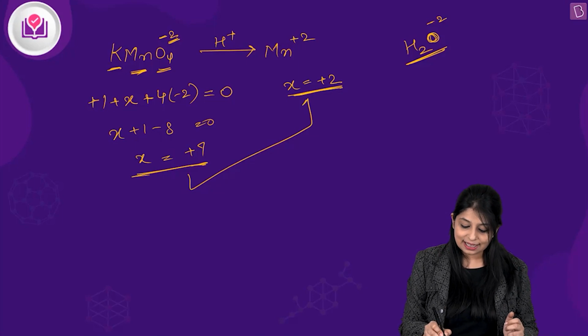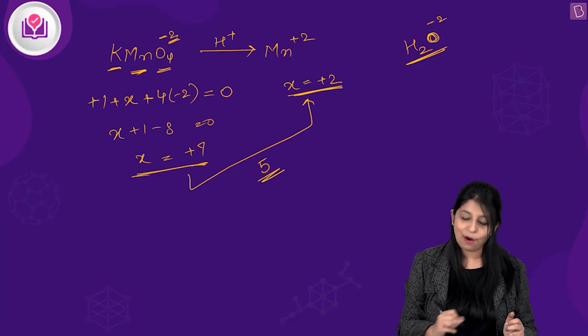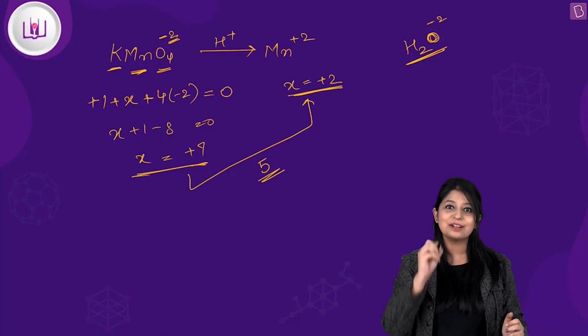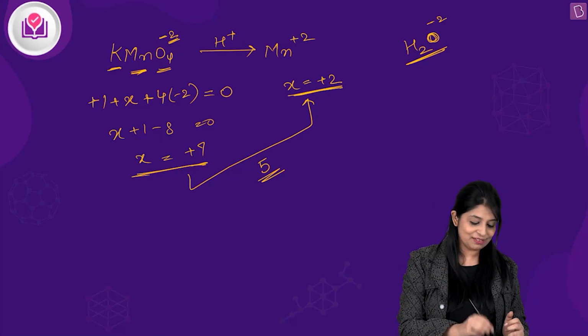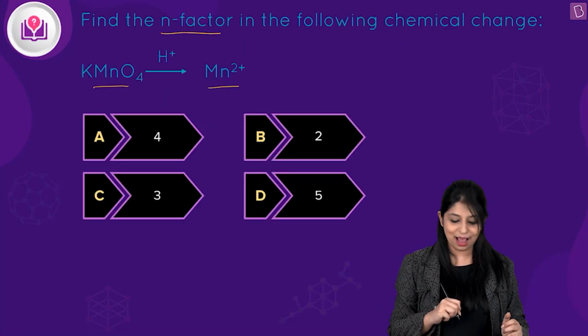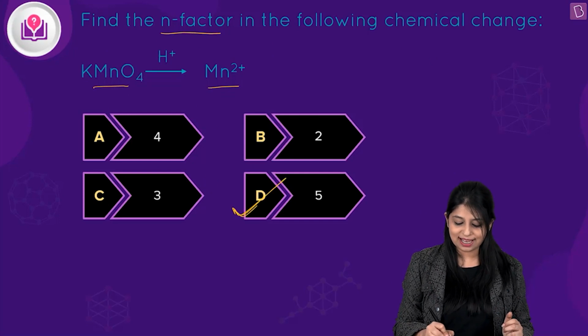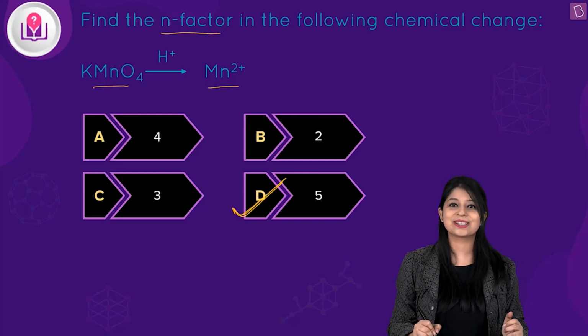So what is the net change? The net change is 5. So the N factor for KMnO4 is 5. And let's see which option it matches. Well, it matches option D, and that is the correct option.